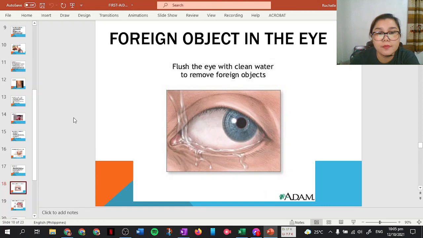Okay, next naman, when foreign object gets in the eye, so, halimbawa, napowing, o kaya may natamaan yung mata mo, so, flush the eye with clean water to remove foreign objects para makasama na siya. Okay, you don't need to rub your eye, kundi yung covering ng eye, pwede siyang ma-scratch. So, madadamage palalo.